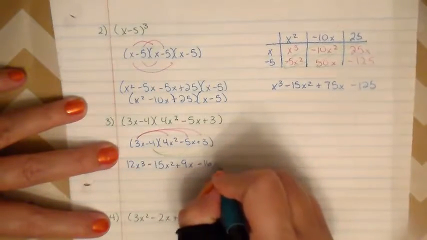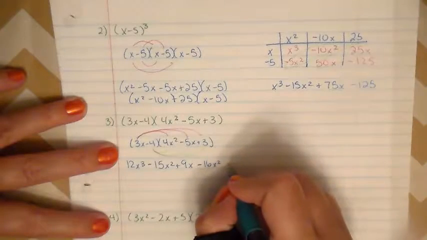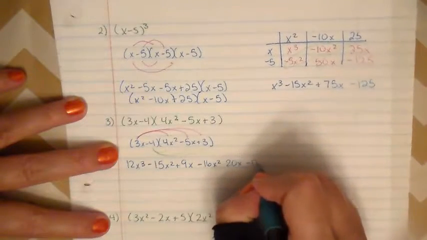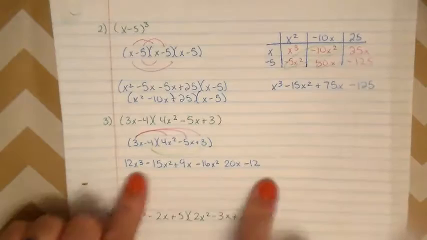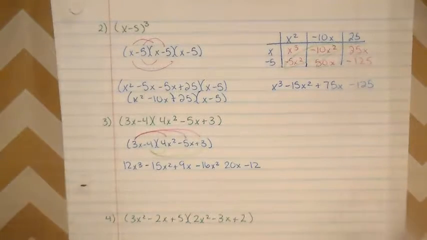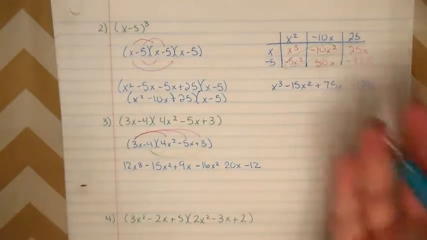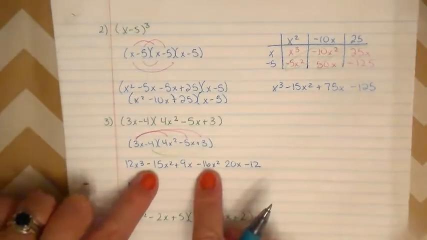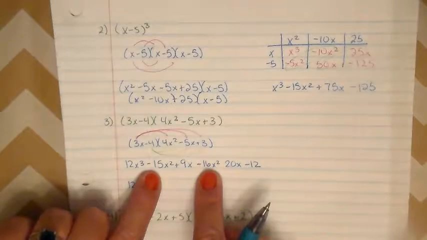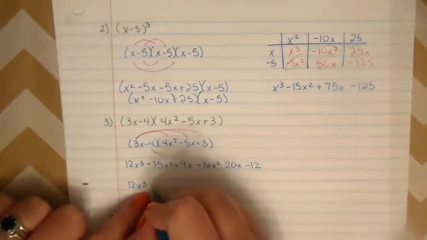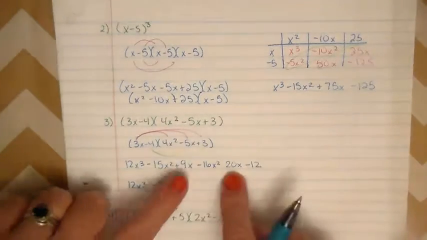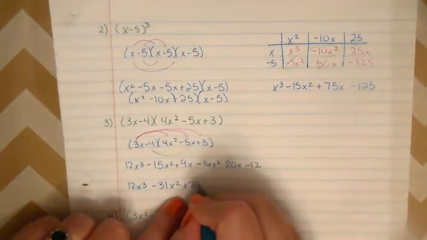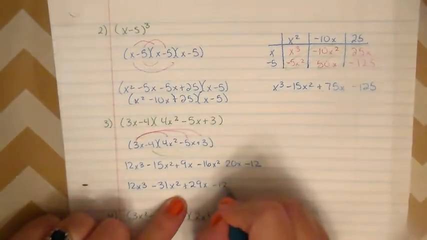I have negative 16x squared, 20x, and negative 12. The other thing, my like terms aren't right next to each other. That's not such a big deal, but it's more convenient when they are. So I get 12x to the third minus 31x squared plus 29x, and then minus 12.